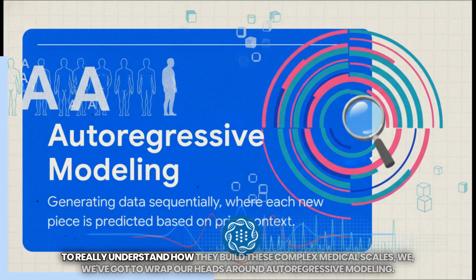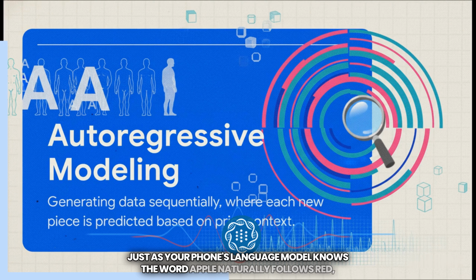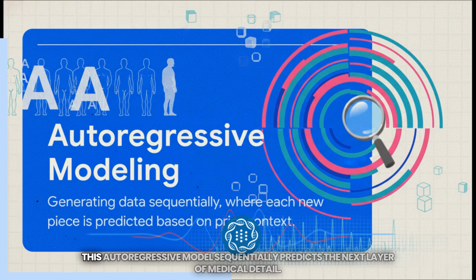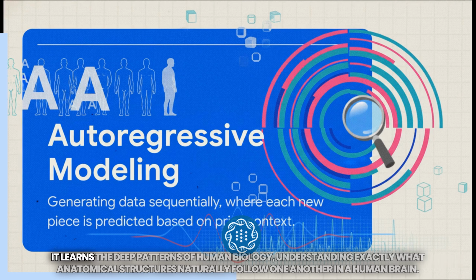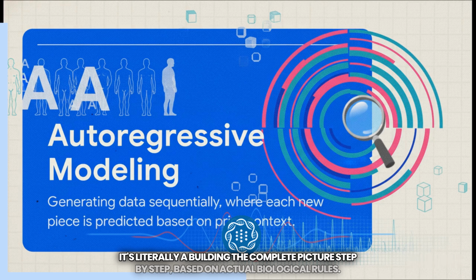To really understand how they build these complex medical scales, we've got to wrap our heads around autoregressive modeling. Conceptually, it works exactly like predicting the next word in a sentence when you're typing a text message. Just as your phone's language model knows the word apple naturally follows red, this autoregressive model sequentially predicts the next layer of medical detail. It learns the deep patterns of human biology, understanding exactly what anatomical structures naturally follow one another in a human brain.